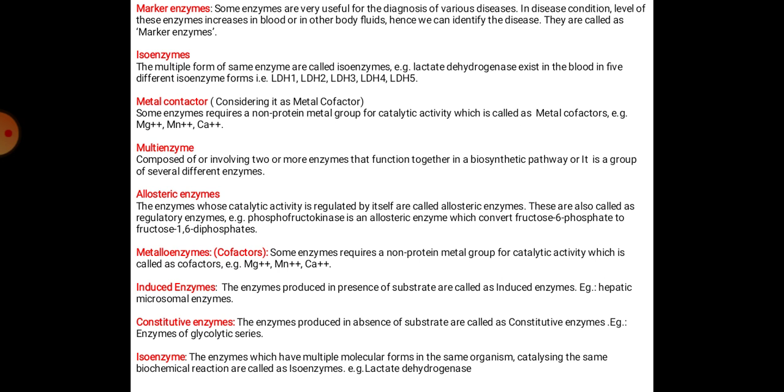Induced enzyme. The enzymes produced in the presence of substrate are called induced enzymes. For example, hepatic microsomal enzymes. Next is constitutive enzyme. The enzymes produced in the absence of substrate are called constitutive enzymes. For example, the glycolytic series.